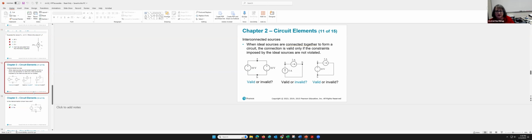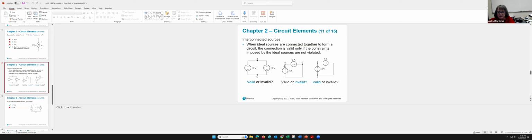All right, next thing we do is we look at circuit elements of interconnected sources. We have a terminal A and a terminal B. So what that means is that in this entire circuit, from terminal A to terminal B, or if you think of it the other way, the voltage has to be the same and the amperage has to be the same. So if you take a look at this, here we have 10 volts and 10 volts, both are independent sources. The polarity is the same and the value is the same, so that is a valid circuit.